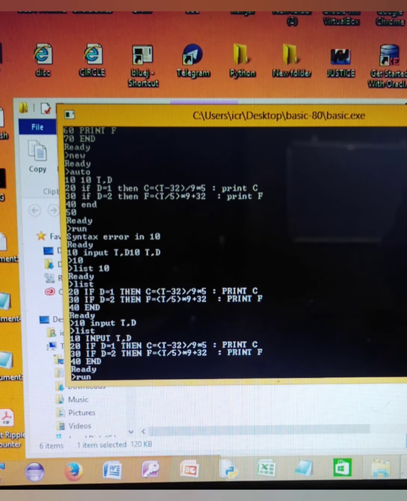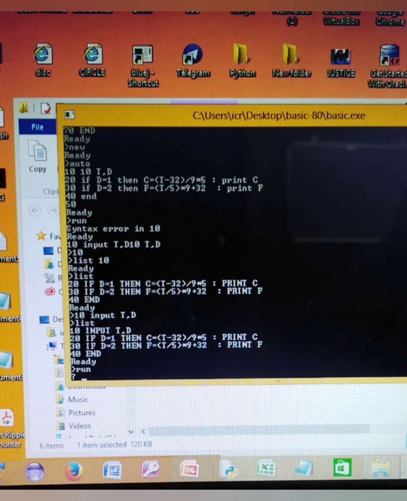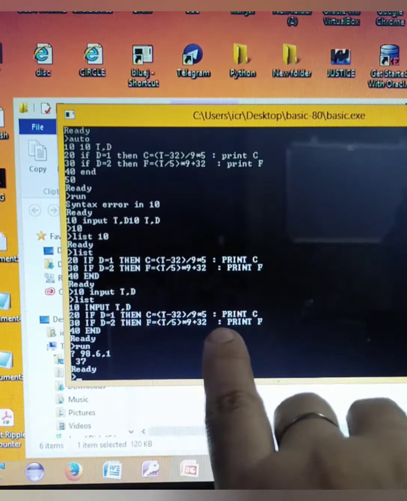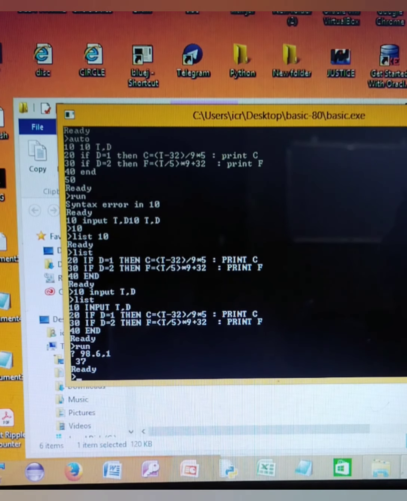Now if we run this program, it's giving me a question mark to give the temperature. I'm giving 98.6 and the choice as 1, and I'm getting 37, so there is no problem with it. That means the same program you can do, but instead of writing print on different lines, you can write a colon print C, colon print F to avoid the inconvenience.